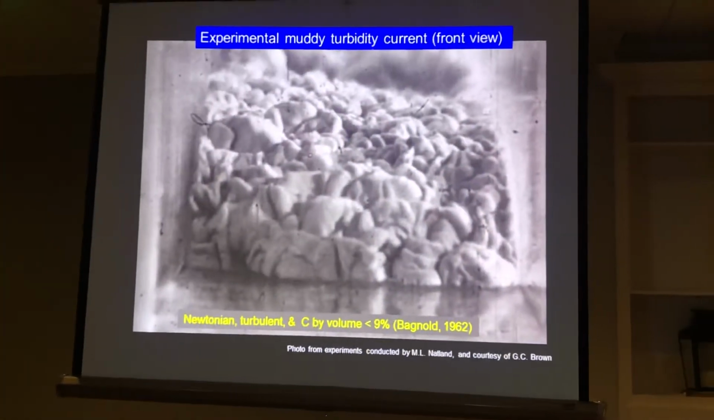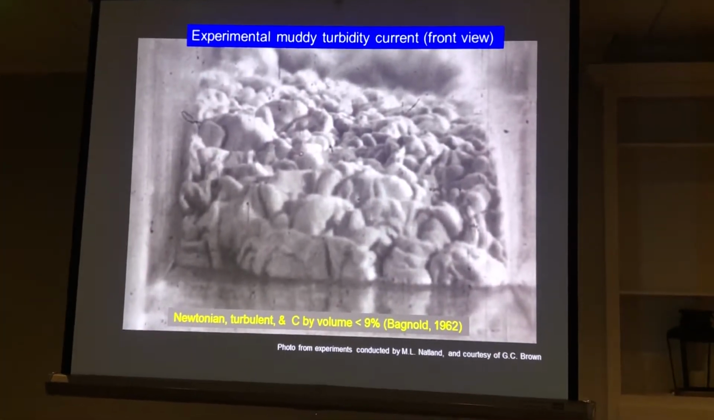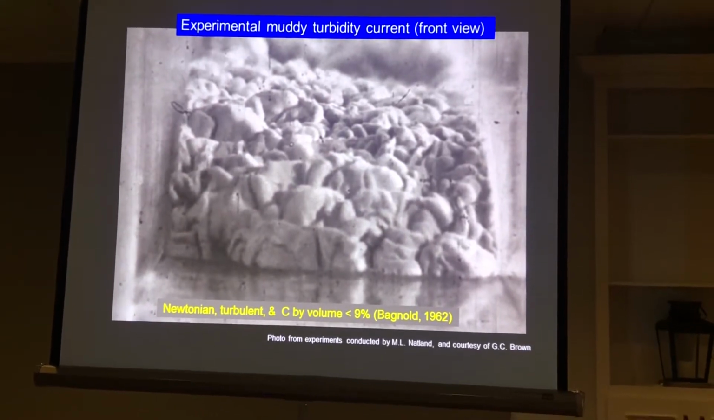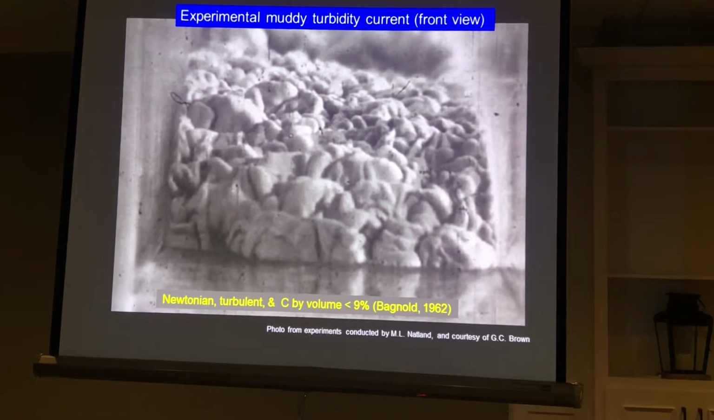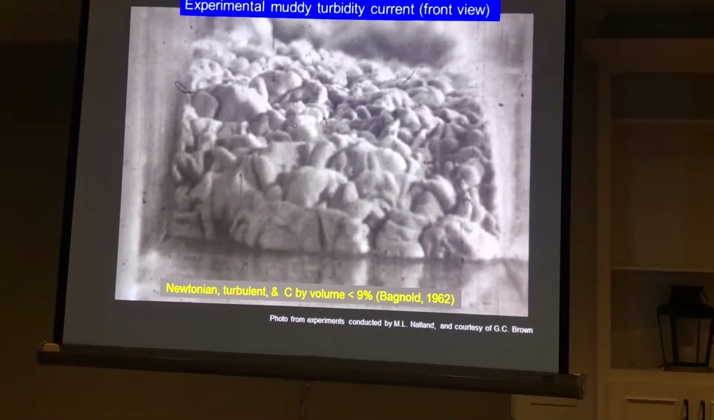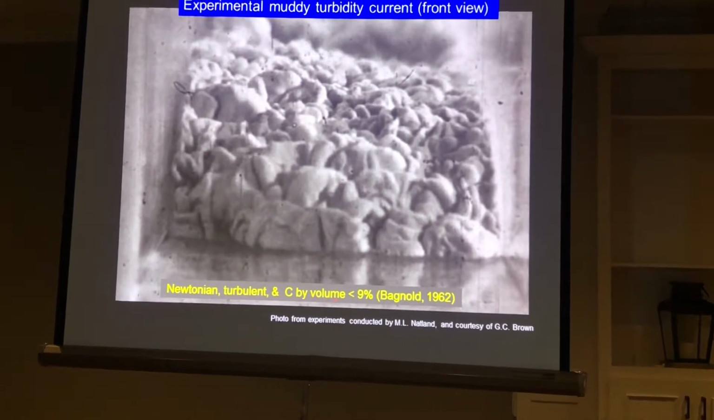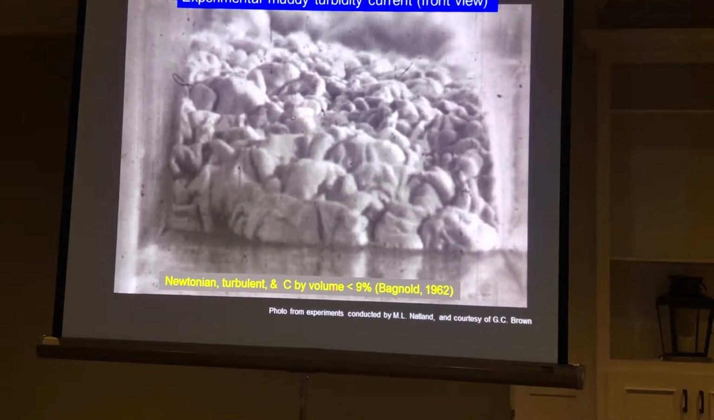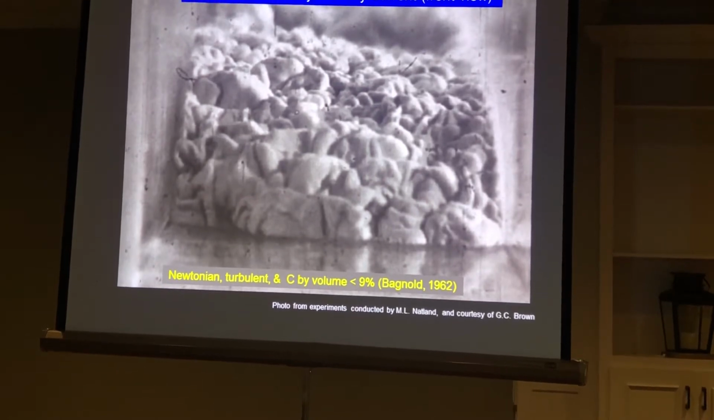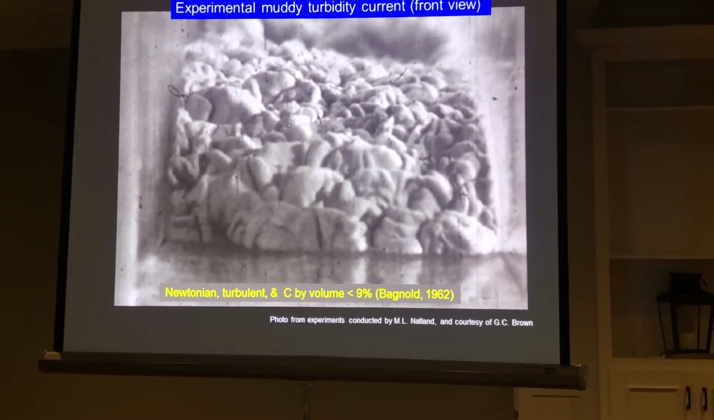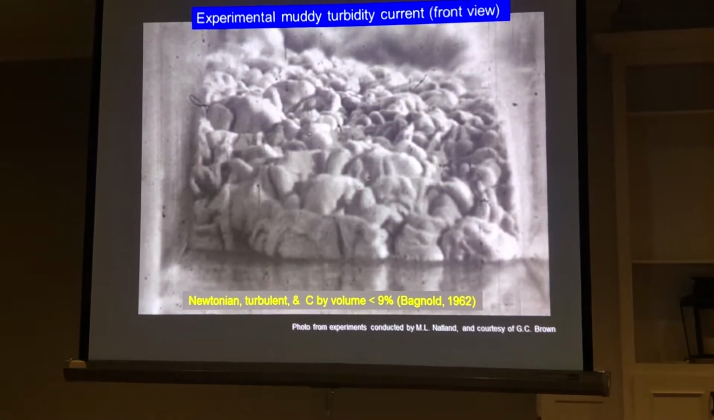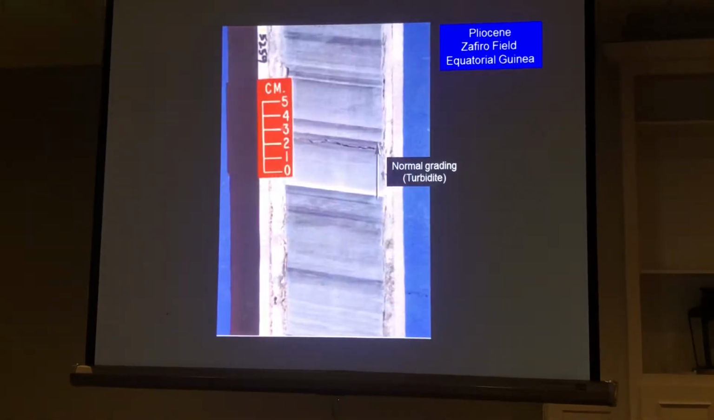To show you what a turbidity current looks like, this is a turbidity current flowing towards you, and this fits exactly what Bagnold said in the beginning. It's Newtonian, turbulent, and is less than 9% by volume. When you put more sand into it, the whole thing collapses. It doesn't exist. That means coarse, sandy turbidity currents and conglomeratic turbidity currents don't exist.